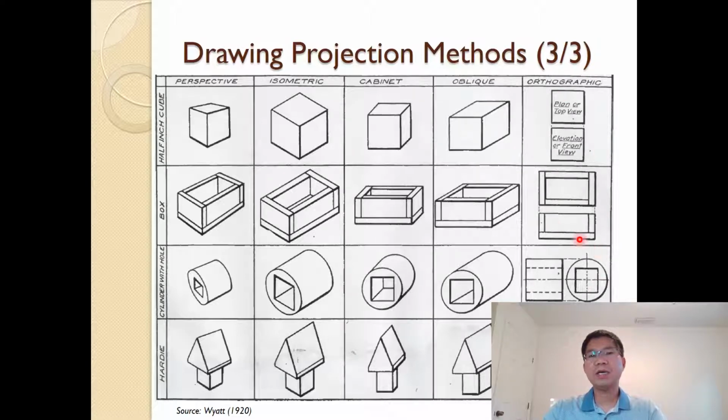And as you can see here, for the first four methods, perspective, isometric, cabinet, and oblique, one object is presented in one drawing. But for the orthographic, it can be more than one, and that is a challenge. So it is necessary for your ability not to focus on only one drawing, but to coordinate between the drawings so that we can visualize what that physical object should be. Okay, so that is the challenge of the orthographic.